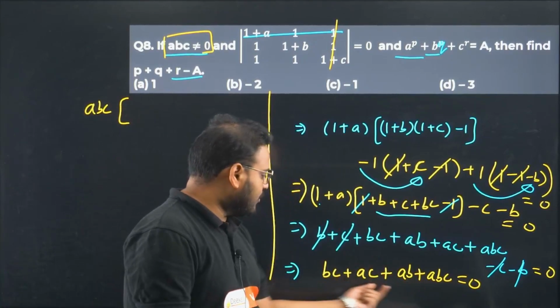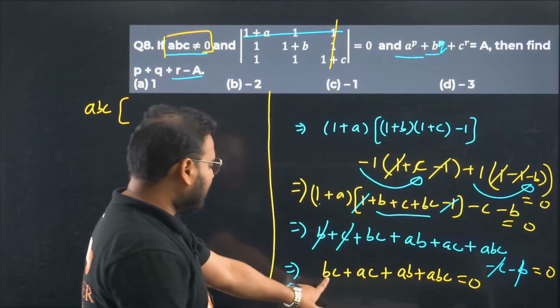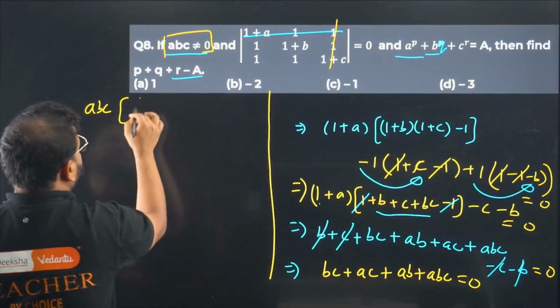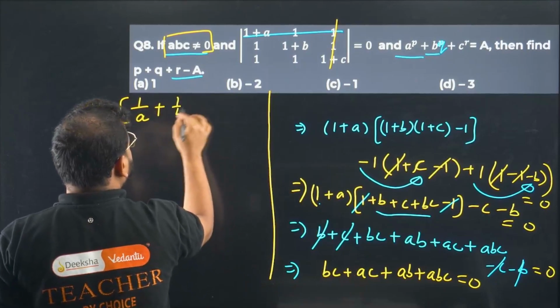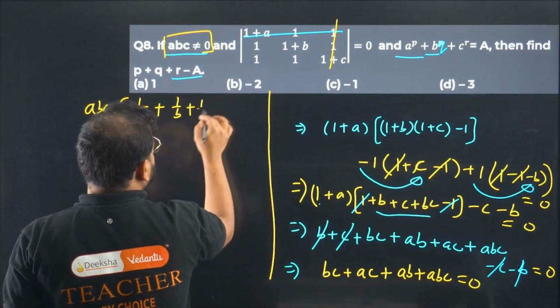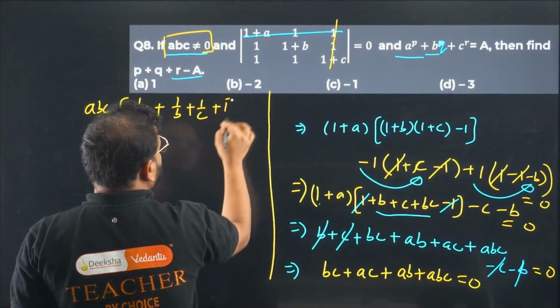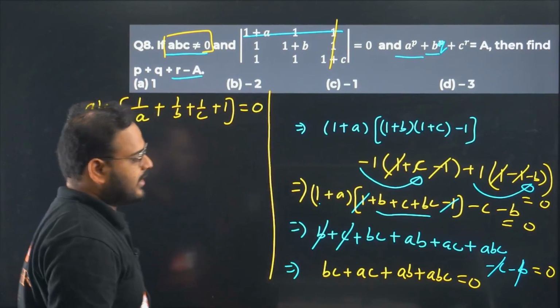So there's no ABC over here. We know how to factorize that. We'll have 1 by A left in this. For this you'll have 1 by B left. And for this you'll have 1 by C left, and we'll have plus 1 equal to 0. Correct now?